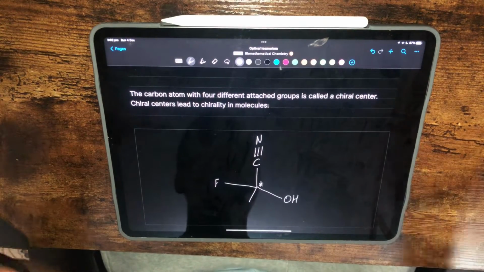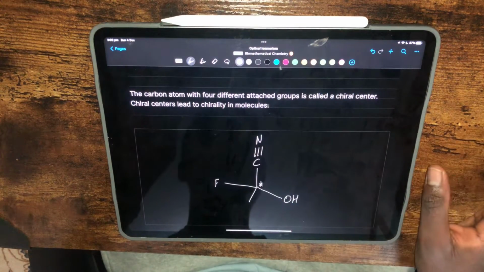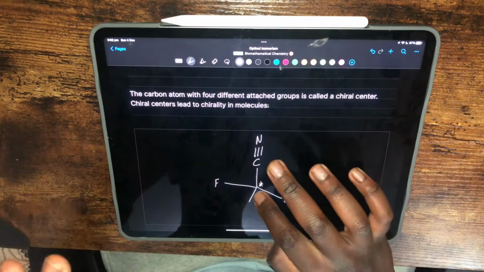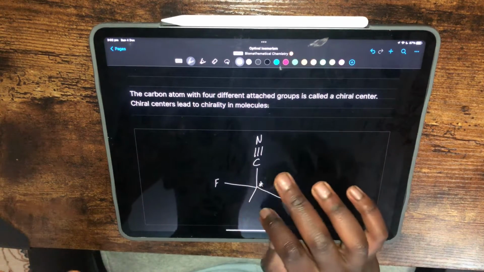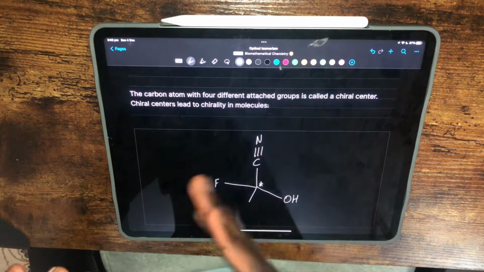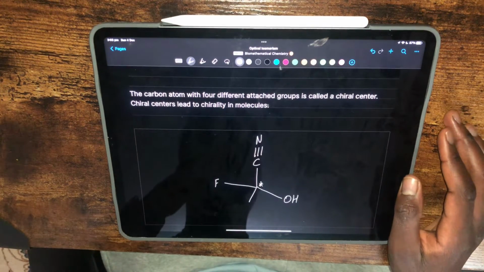This is coming from Seneca, so it's just an atom that has 4 different substituent groups bonded to it. So you can see here, one is a hydroxyl group, one is a methyl group, one is a fluorine group, and one is a nitrile. The name of this molecule, I've literally no idea. I can guess it.